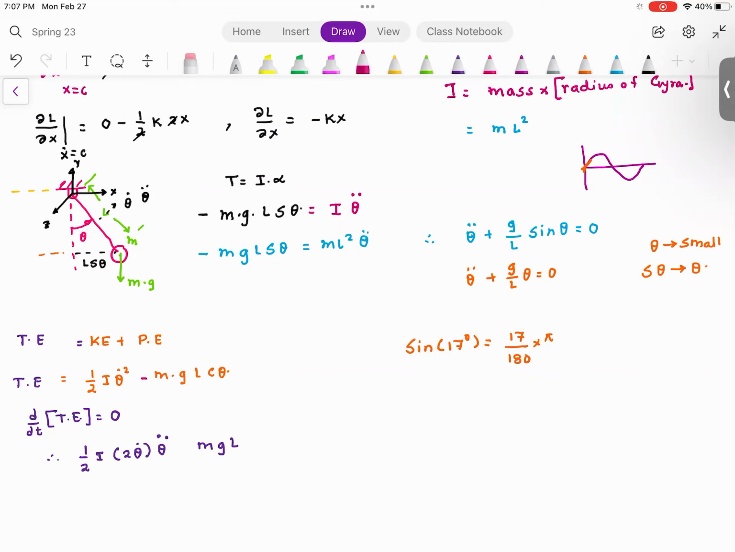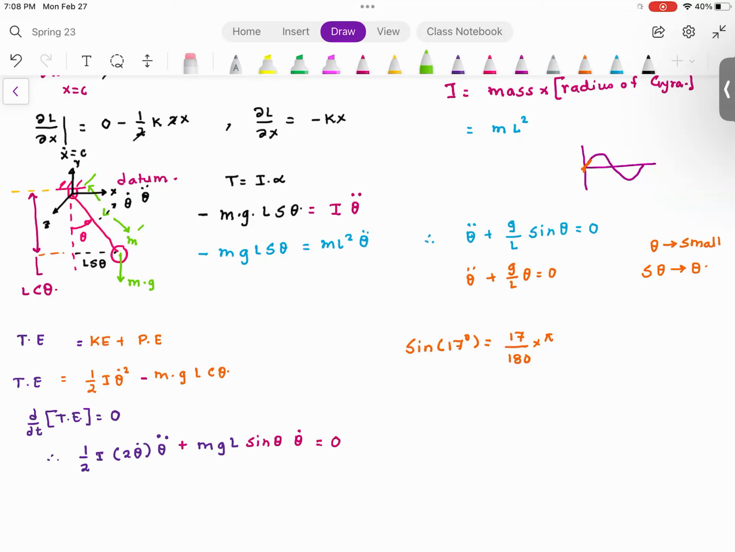If this pendulum were above the datum, the potential energy would have been positive. Since this pendulum is below the datum, this height is L cosine theta, and the potential energy is negative. Sine theta, and then you have theta dot, and please understand the derivative of cosine theta is minus sine theta, so this becomes positive.